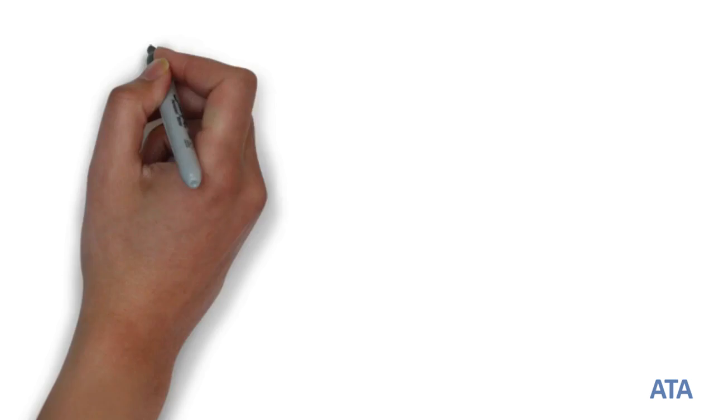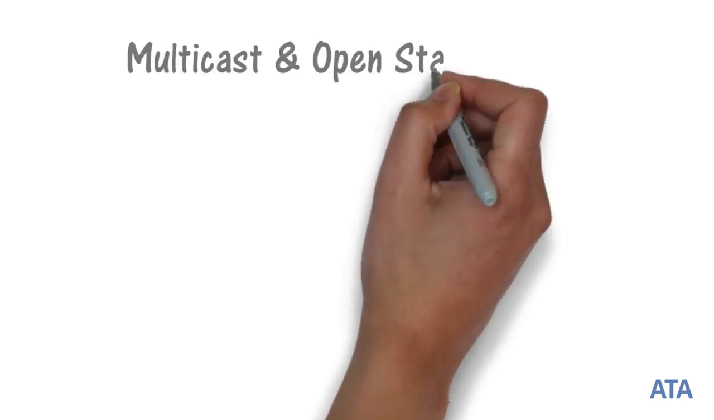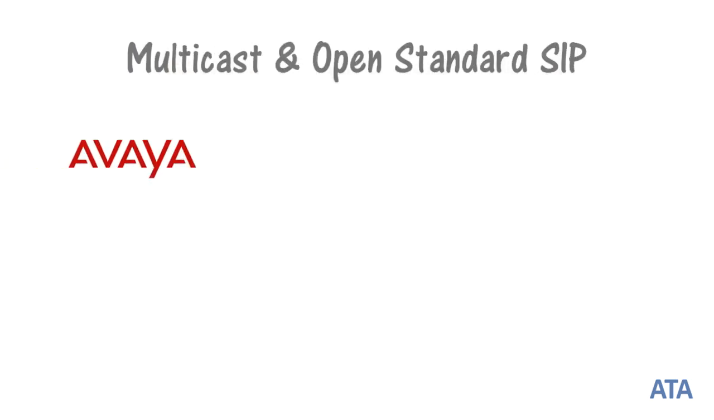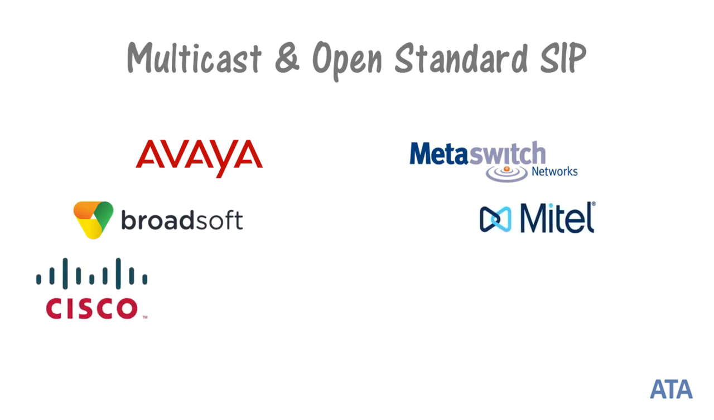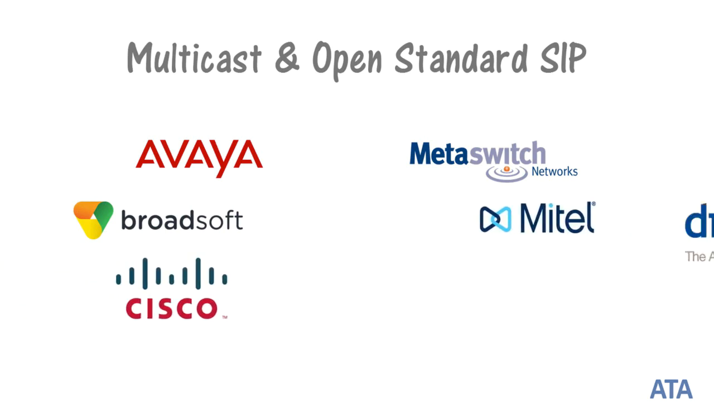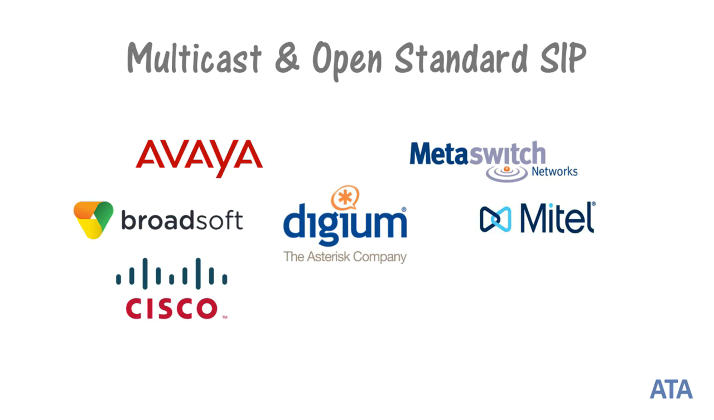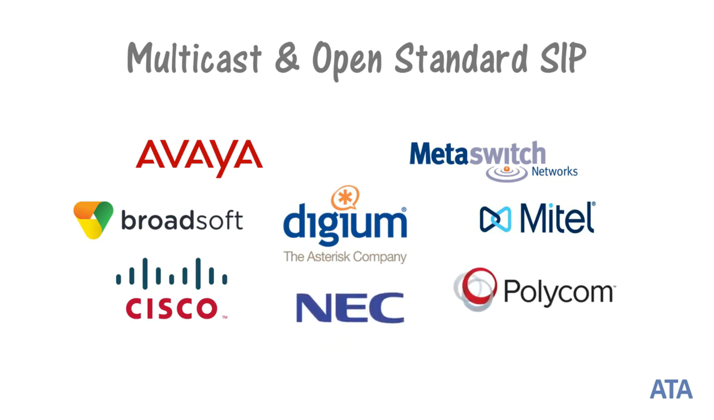Like other Algo IP endpoints, the 8186 horn speaker supports both SIP registration and multicast. Open Standard SIP, or Session Initiated Protocol, makes the Algo 8186 SIP horn speaker compatible with almost any UC-hosted or premise platform. These are just a few of the UC platforms compatible with the 8186.